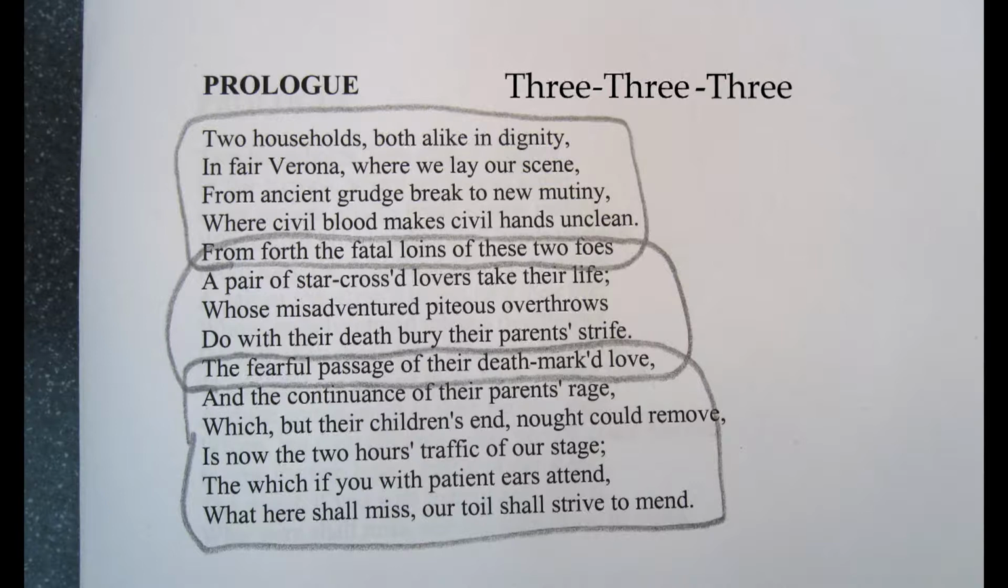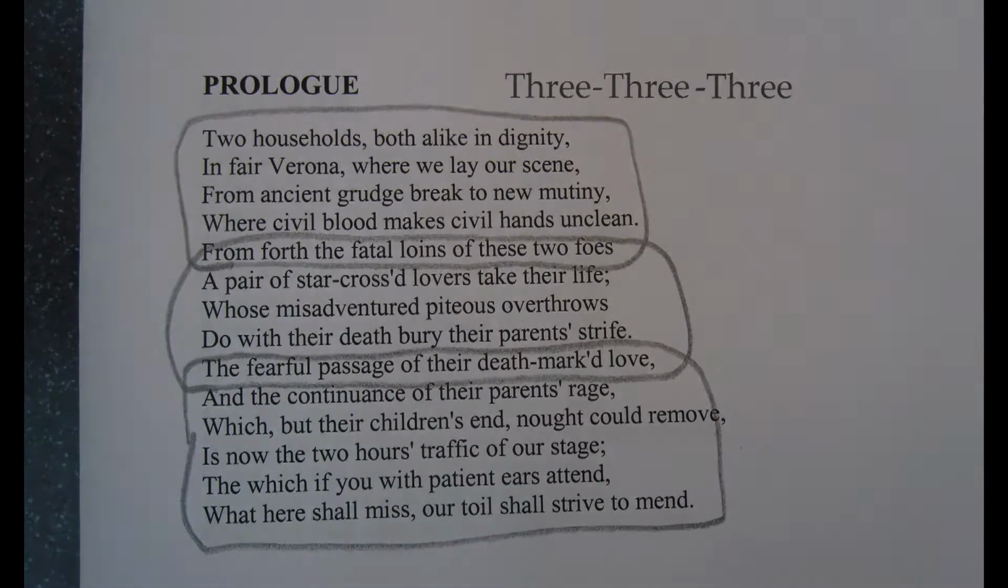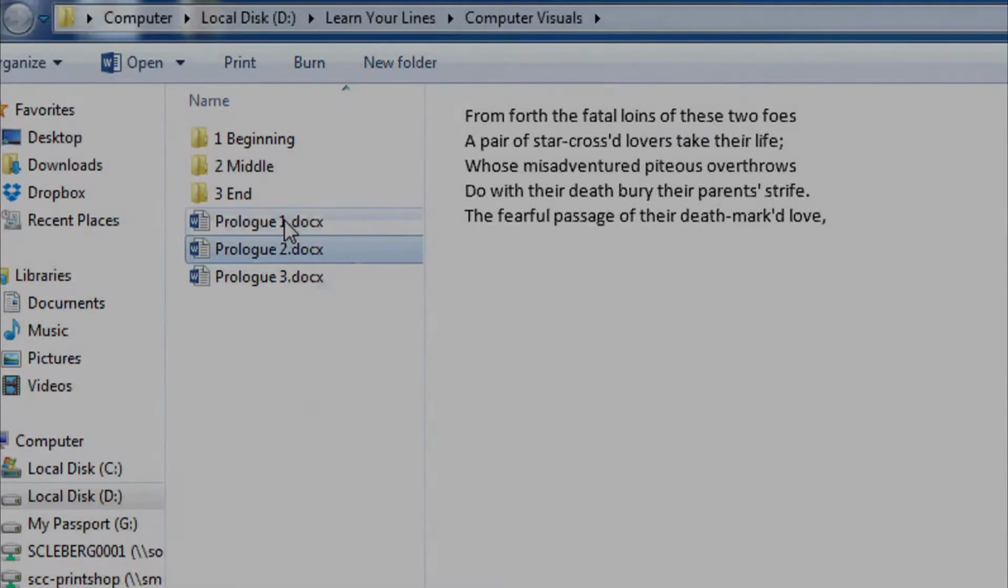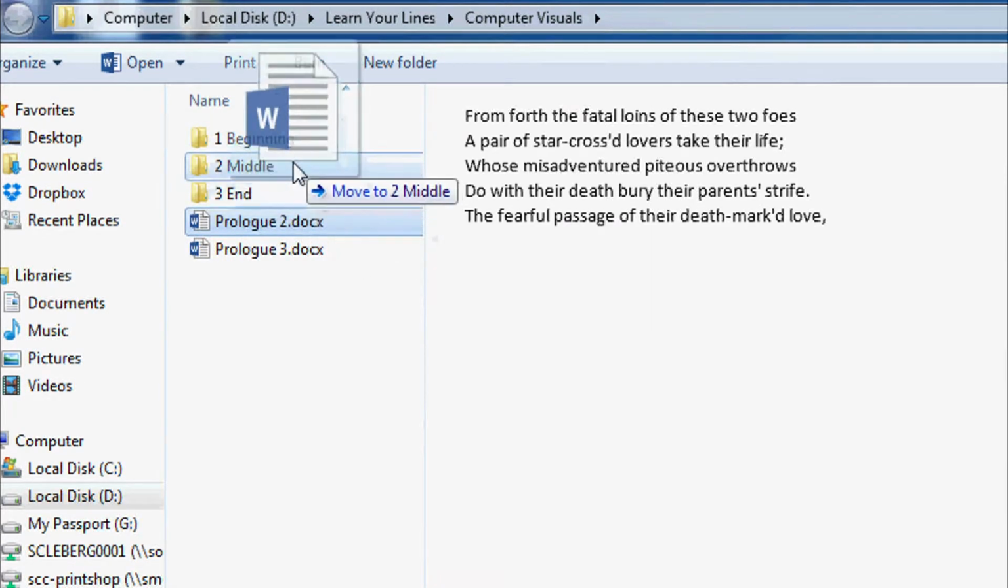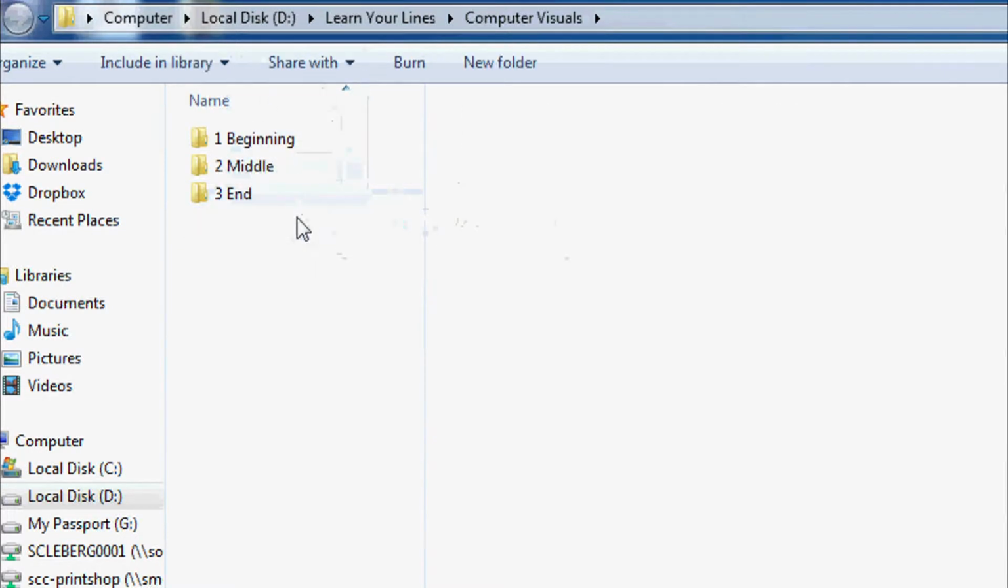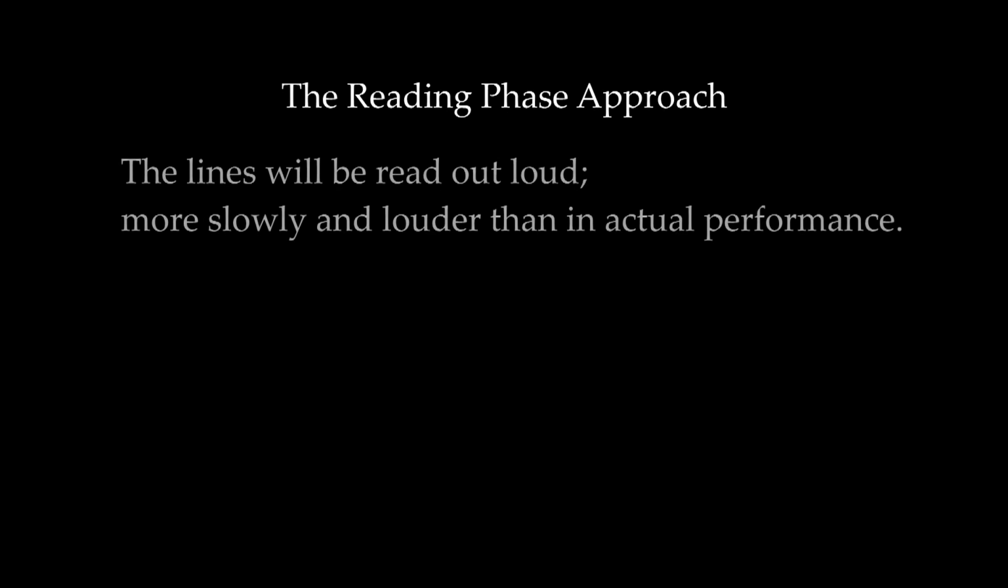After you have gone through this 3-3-3 pattern, you have not only memorized your lines, but you have reinforced the memorization. By employing this 3-3-3 pattern on your working unit, you have placed 3 folders on the hard drive of your subconscious and have placed accurate and vivid files within each folder. The unit is now memorized, ready to be accessed. When engaging in the reading phase, you will read the lines off the page out loud. You'll read them more slowly and louder than you would in actual performance.